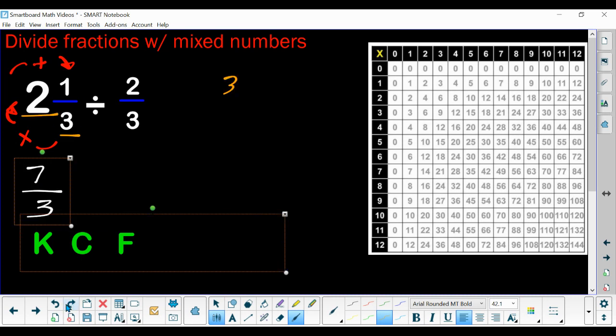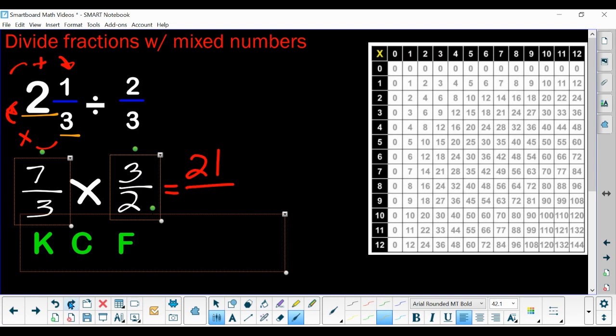Now I'm going to change my division into multiplication. I'm going to flip 2/3, make it 3/2. Now I'm going to multiply straight across. 7 times 3, 21. 3 times 2 is 6. That's an improper fraction, so guess what we do? Thibault, because I want a mixed number. Top in, bottom out.